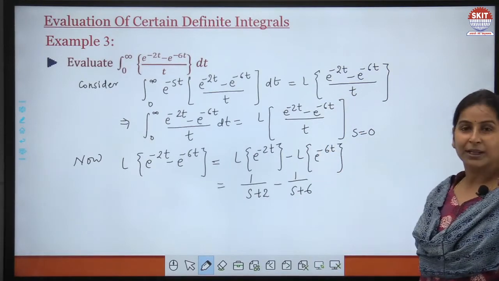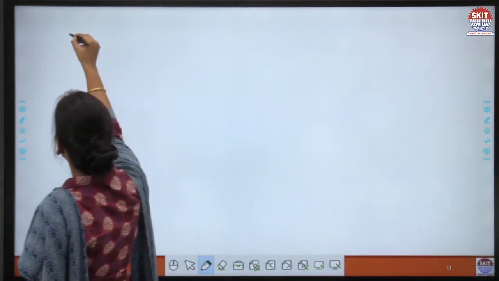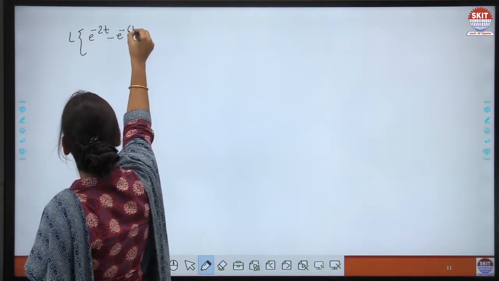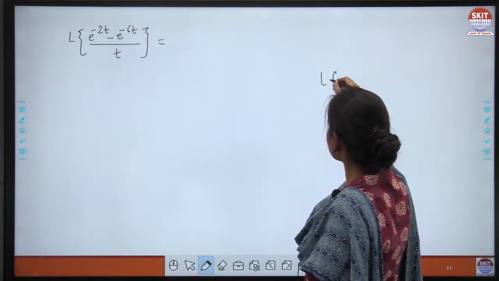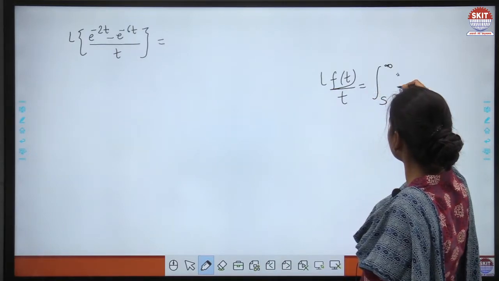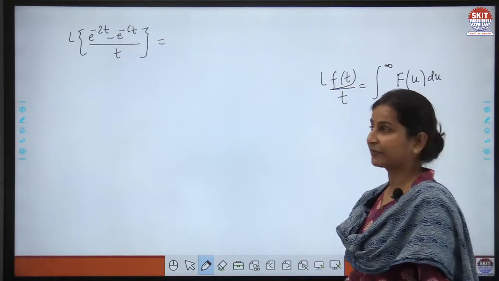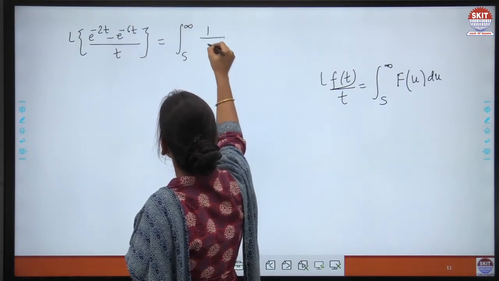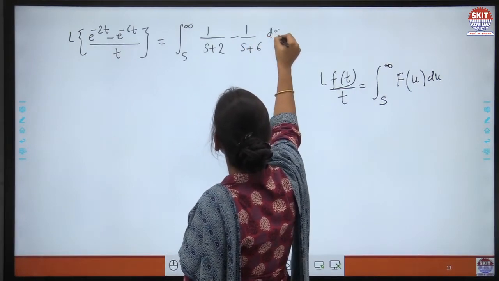So we have obtained the Laplace of the exponential. Now we will be using the property for division. To apply the property for division, I write down the Laplace of (e to the power minus 2t minus e to the power minus 6t) by t. The property of division was: if I have the Laplace of f(t) by t, then this can be written as the integral from s to infinity of F(u) du, where capital F is the Laplace of this f(t). So now I write it as the integral from s to infinity of 1 by s plus 2 minus 1 by s plus 6, ds.